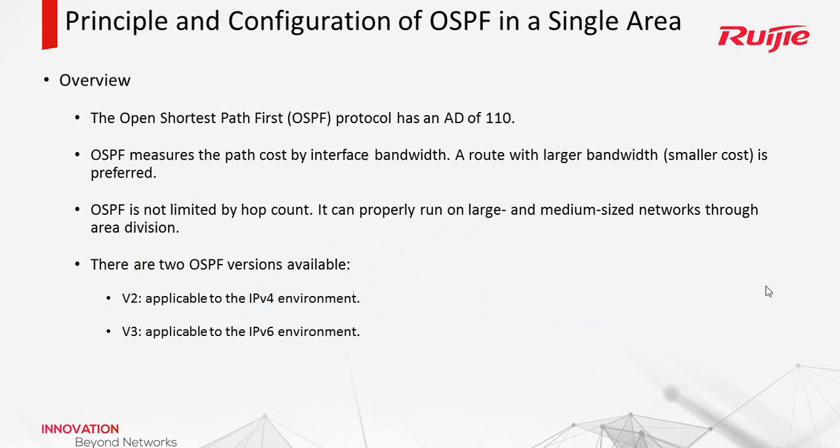The AD is 110. It measures the path cost by interface bandwidth. So the more bandwidth, the smaller the cost. And this protocol can also run on a large or medium-sized network. It has two versions, version 2 and version 3.